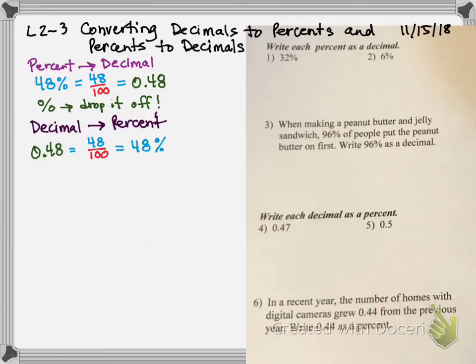So if you notice, we started with a percent symbol on the first example. We converted it to a fraction. We took that fraction and rewrote it as a decimal. And then we could go the other direction. When we went decimal to percent, we can take that decimal, we can change it into a fraction, and we can take that numerator, because my denominator is 100, and make it a percent number. So bottom line is, let's just look at what's happening to the decimal point.